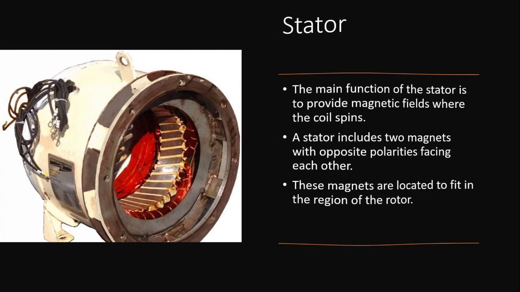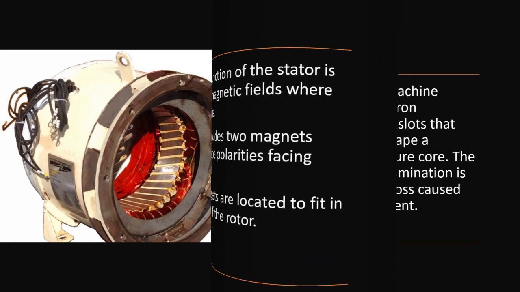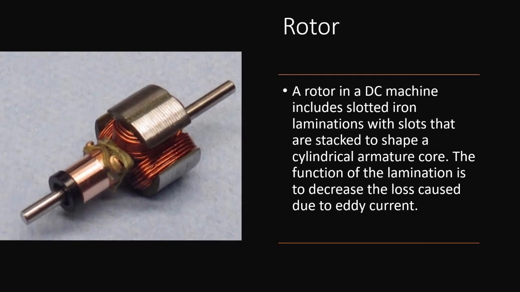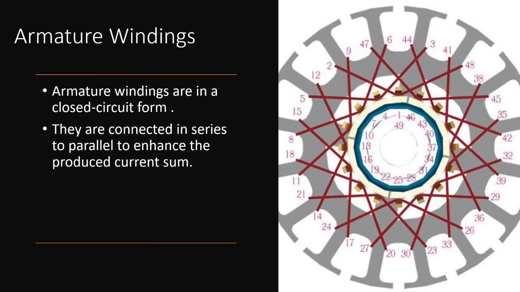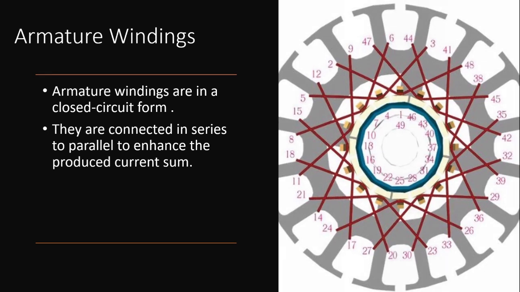Next is rotor explained. A rotor in a DC machine includes slotted iron laminations with slots that are stacked to shape a cylindrical armature core. The function of the lamination is to decrease the loss caused due to eddy current. Armature windings. They are in a closed circuit form. They are connected in series or parallel to enhance the produced current sum.